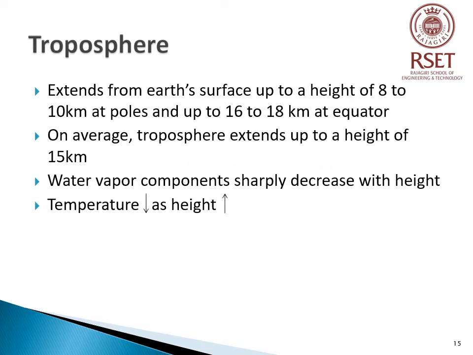First, about the structure of the troposphere. It is that portion of Earth's atmosphere which extends from Earth's surface up to a height of 8 to 10 kilometers at the poles and up to 16 to 18 kilometers at the equator. On average, we can say that the troposphere extends up to a height of 15 kilometers from the surface of Earth. In the troposphere, water vapor components sharply decrease with increase in height. Also, temperature decreases with increase in height.